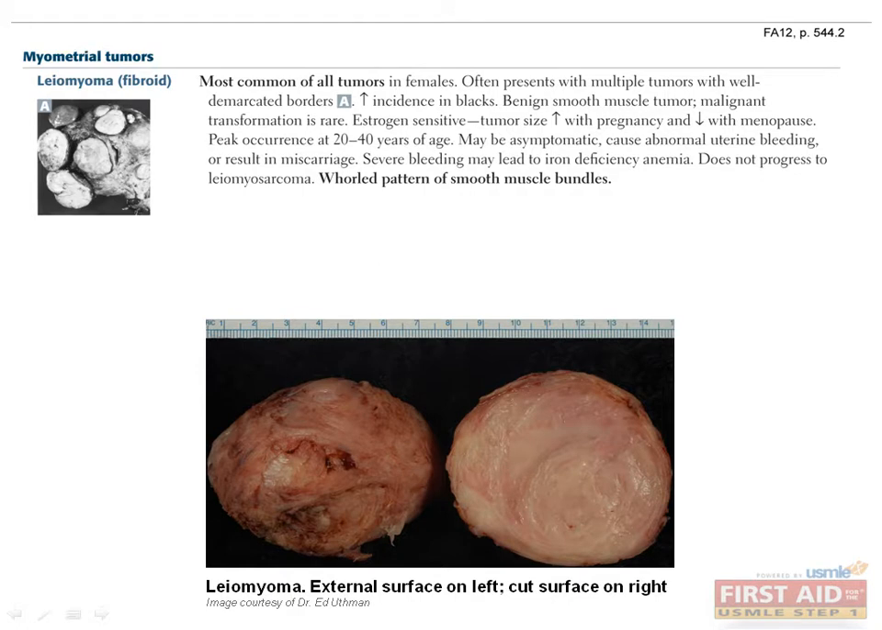They tend to occur most often in younger women and can cause abnormal uterine bleeding. On histology, they have whorled or twisted patterns of smooth muscle bundles. You can kind of see the whorling here on the gross pathology as well. The word whorl is another good descriptive medical buzzword you'll want to keep in mind in the context of leiomyomas.